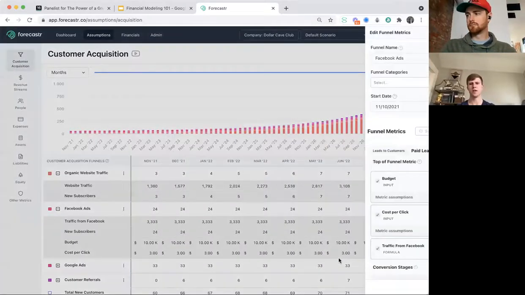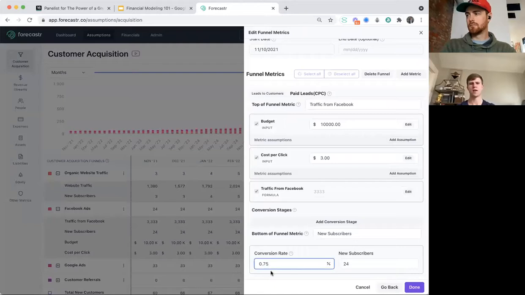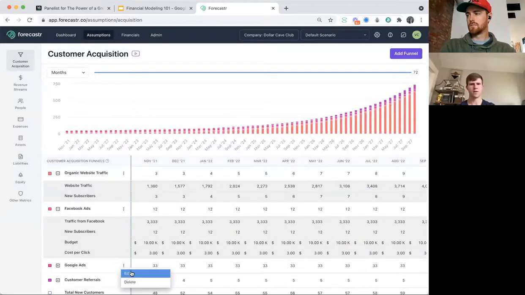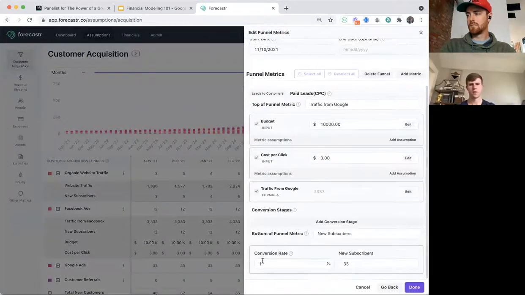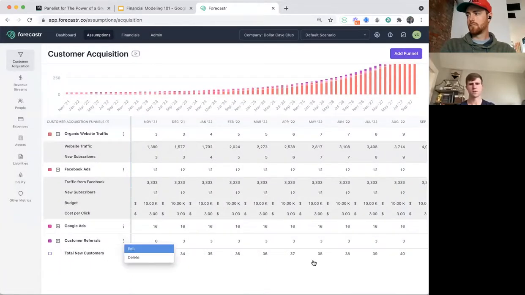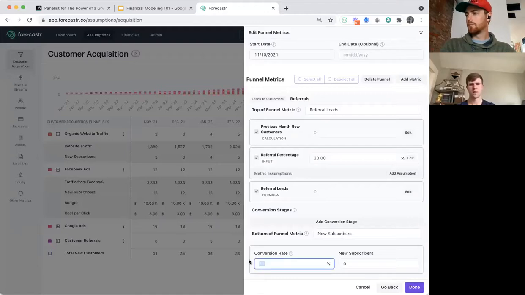So I'm going to go into each of these. I'm going to look at my conversion rate and 0.75, because I'm bad at math if I don't have Excel in front of me. That's going to be 0.375, which I definitely should have done in my head, but I'm going to do it here anyway. And I'm going to go in here. This is going to be 0.5. So I've just cut it in half. And then last but not least, customer referrals. Make this 25%.